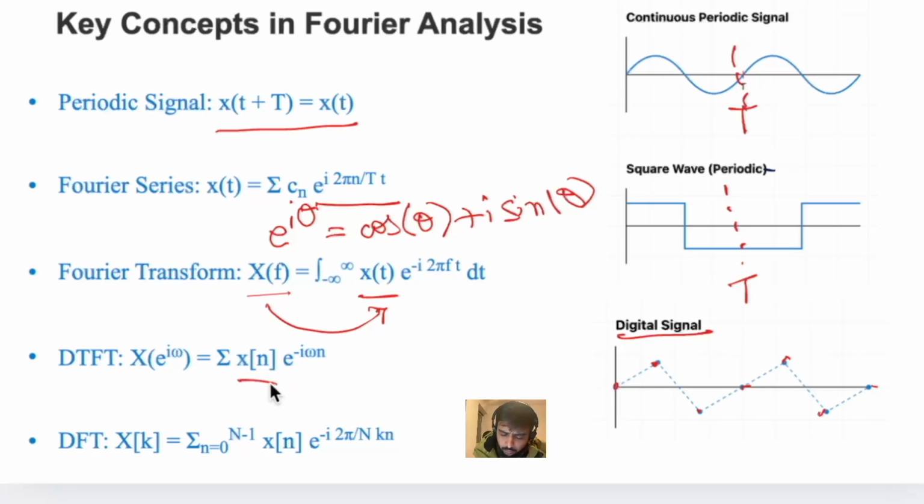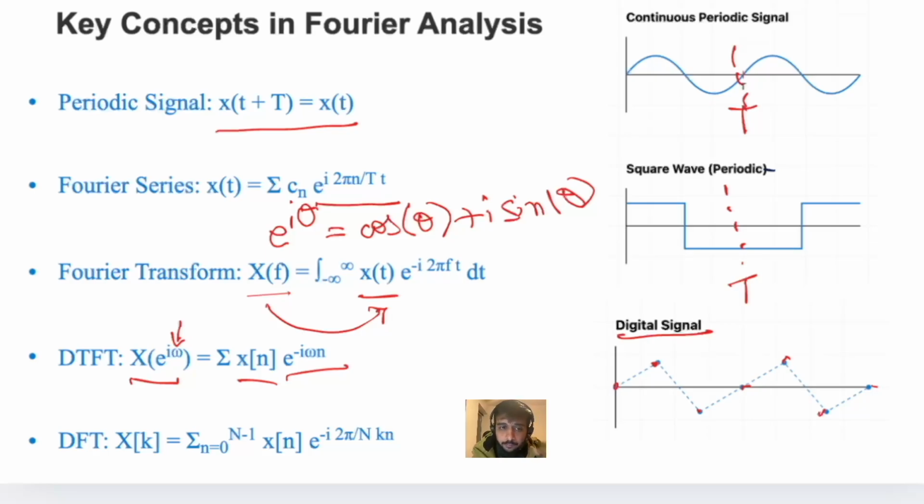Here x of n are our digital signals, and it can be represented as a summation of complex sinusoids, and we get a continuous frequency response. Here omega is the continuous frequency variable of our digital signal. In essence, DTFT gives us a way to understand the frequency response of a digital signal, but it produces a function of omega. Since omega is continuous, we have an infinite continuous frequency spectrum.